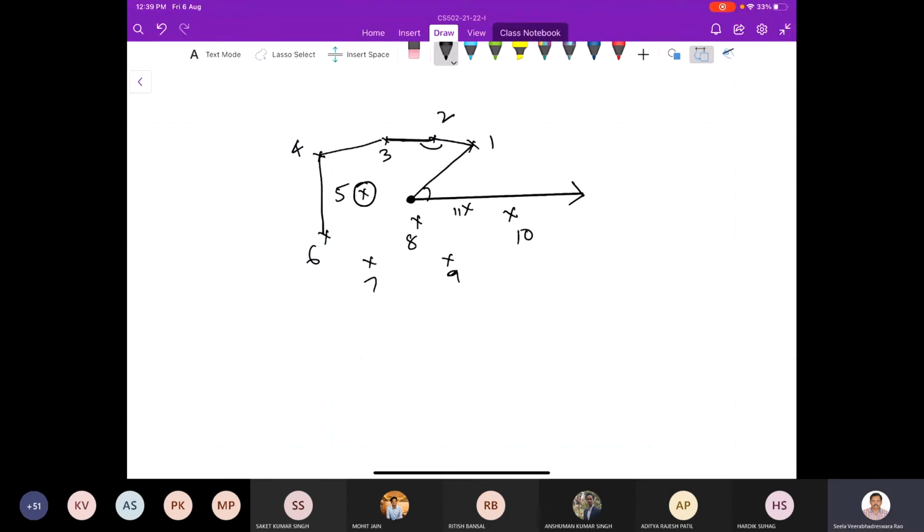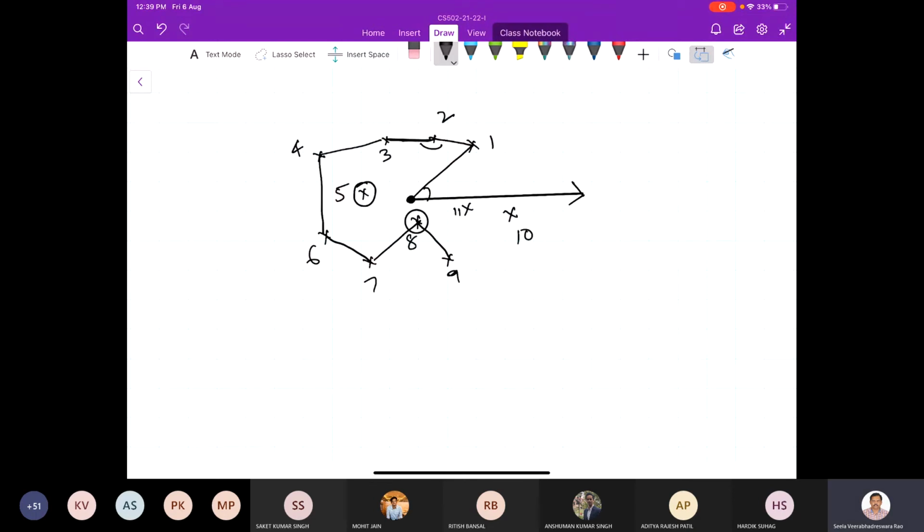Again, you are making the left turn. Proceed further. Okay, 4, 6, 7, left turn. And 6, 7, 8, left turn. 7, 8, 9, right turn. So this can't be a part of the convex hull. Remove this one.